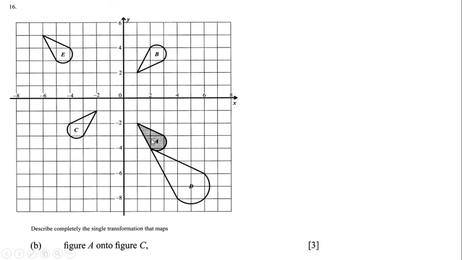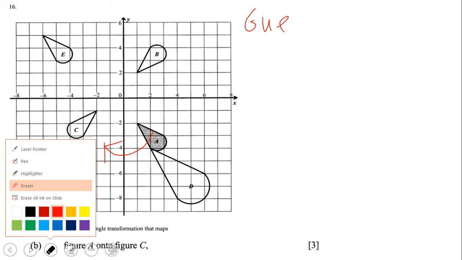But don't you go anti-clockwise, or you can go both ways, it doesn't matter. If we go this way, that would be clockwise, right? 90. Yeah. So I think it's a 90-degree rotation clockwise. That's my guess. It looks to me like a 90-degree rotation clockwise.